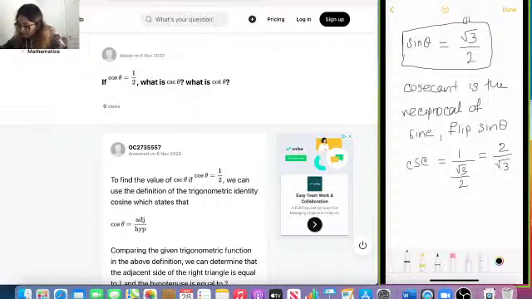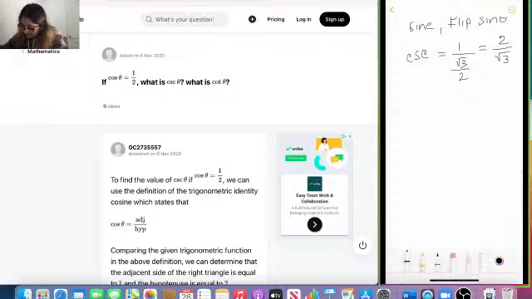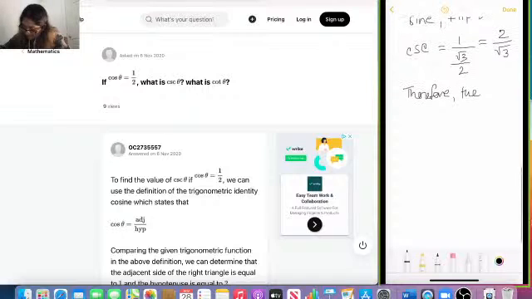Therefore, the value of cosecant theta if cos theta is equal to 1/2 is 2 over root 3.